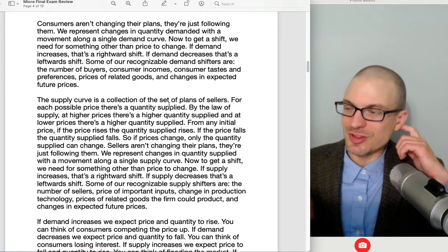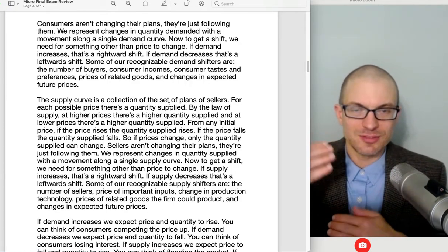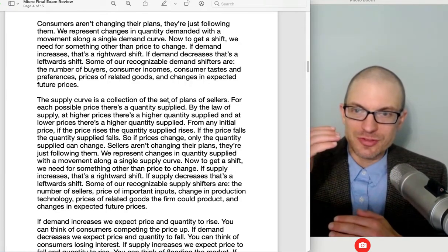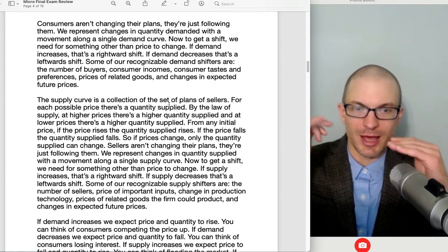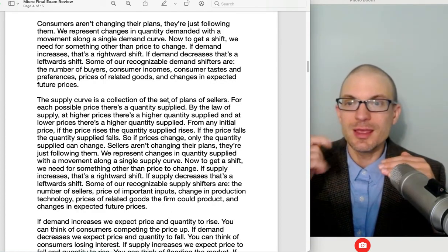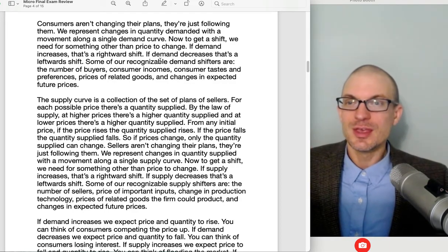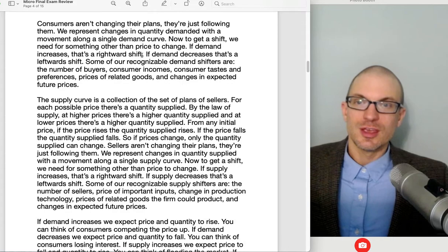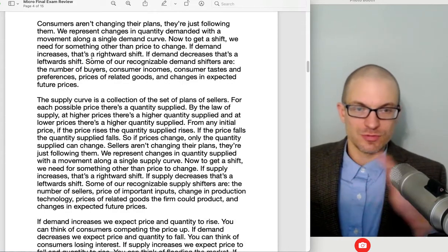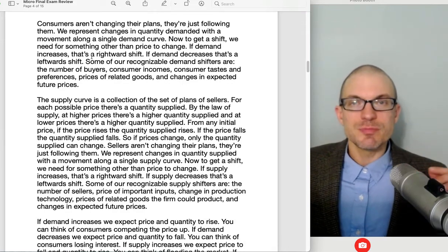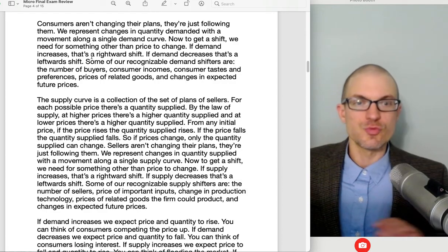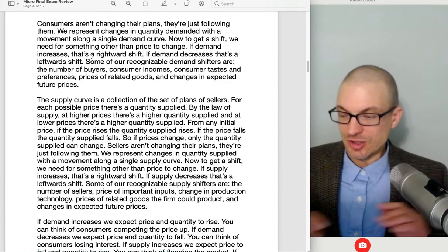Right? The demand curve we can think of as a set of plans. The demand schedule is a set of plans that are saying at this price, what's the amount you want to buy? At this other price, what's the amount you want to buy? If we move between the prices, then the amounts we're buying change as well. In order to get a shift, in order to move the entire demand curve, we have to have something other than price changing. So the real easy way just to remember this is price changing?